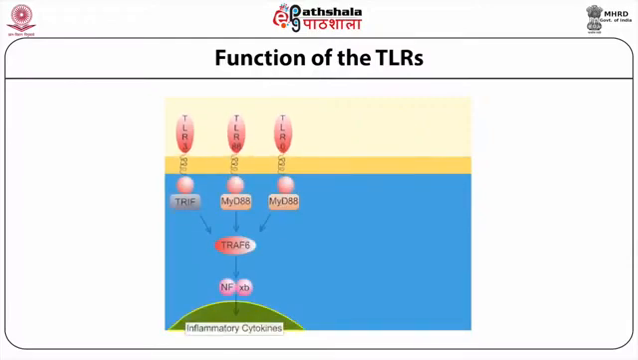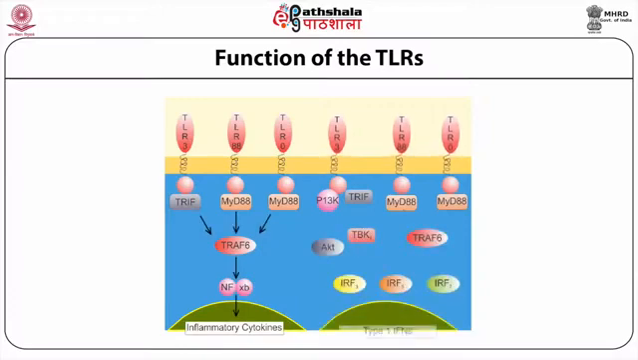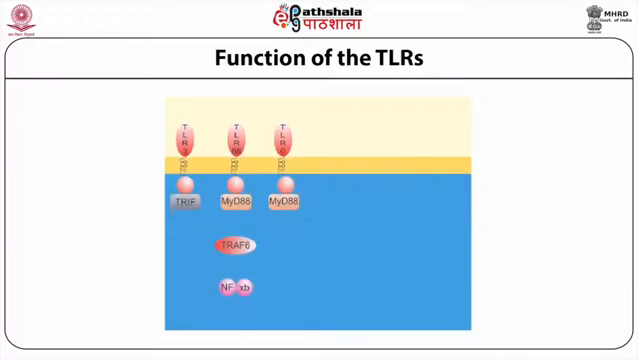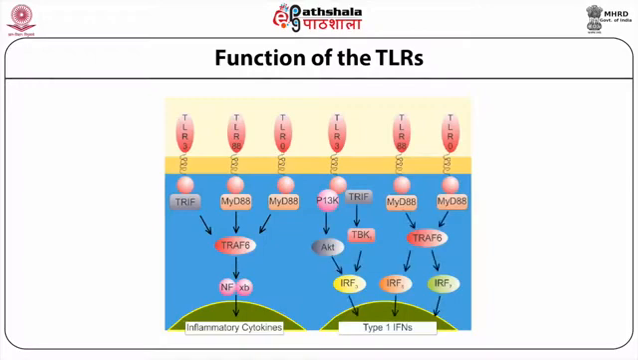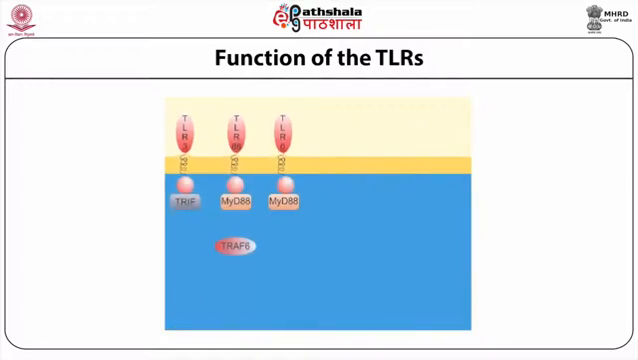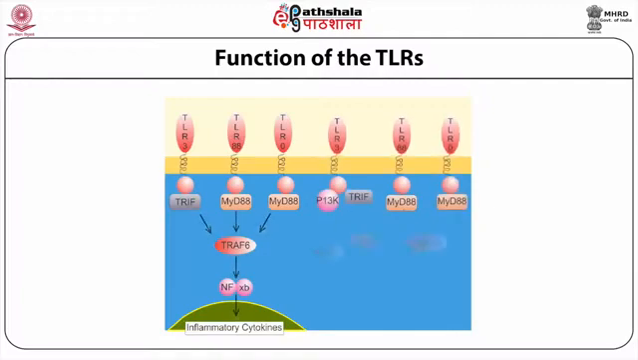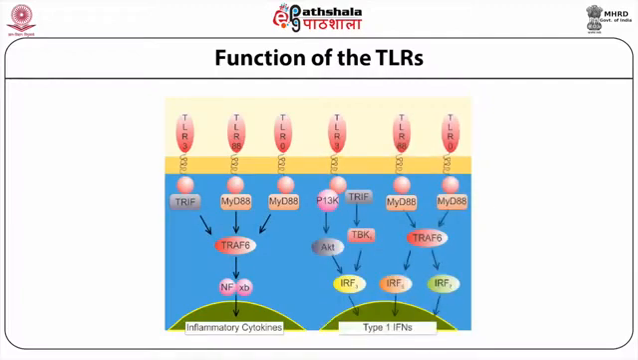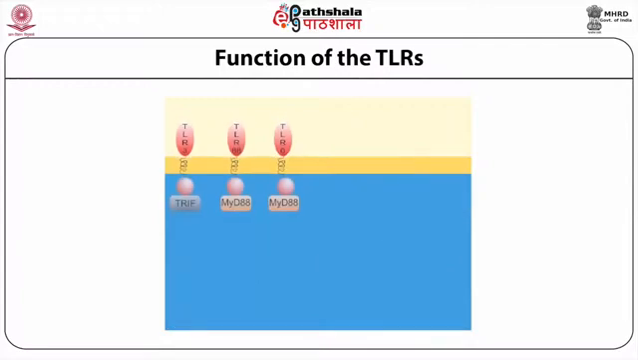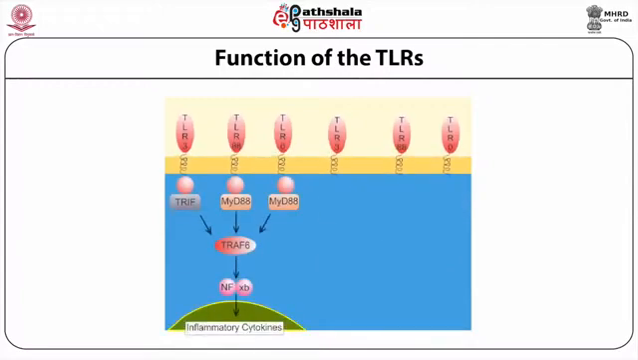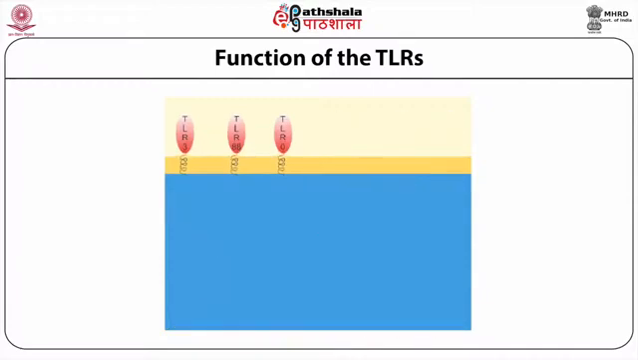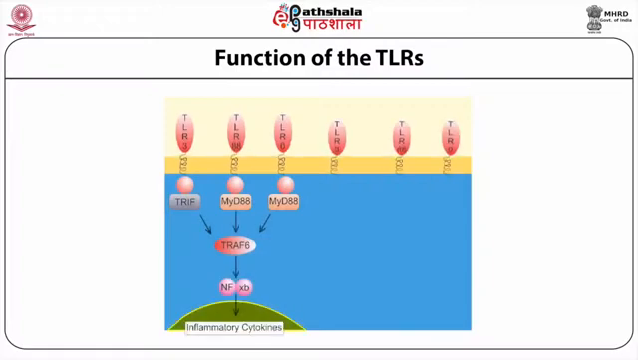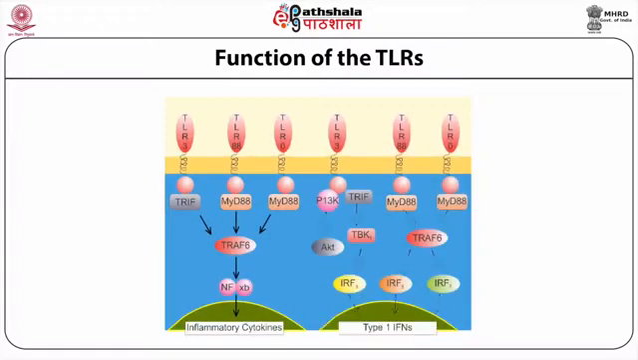Another consequence of this recognition of the pathogen by TLR is that it enhances the capacity of the cells to kill microbes. It also augments its antigen presentation capacity. Antigen presentation refers to the fact that these foreign cells or foreign molecules which are antigenic in nature have to be presented to the immune system by a phenomenon known as antigen presentation.